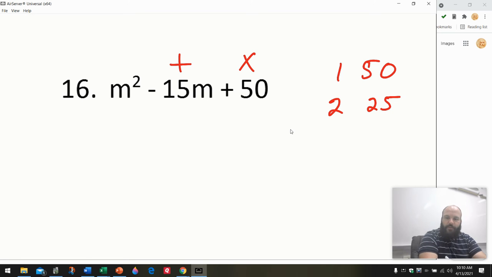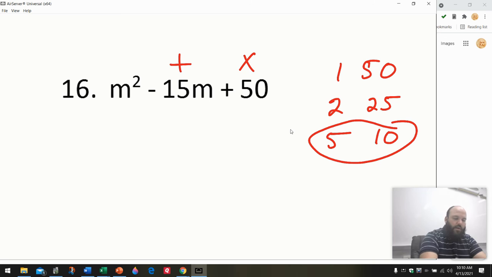3 will not go into 50. 4 will not go into 50. 5 will. 5 and 10. 6 will not go into 50. 7 will not go into 50. 8 will not go into 50. And 9 will not go into 50. And we're at 10, which we already have here. So we know that we are done. We found all the factors of 50.